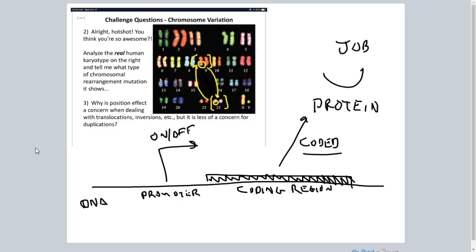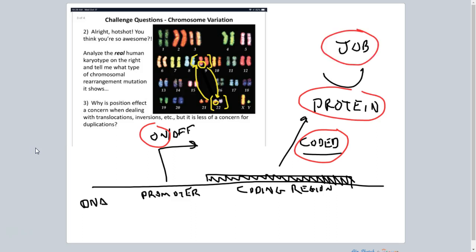So now, for all intents and purposes, we have a complete gene diagrammed on the screen. We've got our promoter region to control the gene. We've got our coding region, which is the actual instructions for building the protein. When the gene is on, it's expressed, the protein is made, and the job is complete. When the gene is off, it is not expressed, the codes are never accessed, the protein is never made, and that job is not done in the cell. And that's it, kind of simply put.